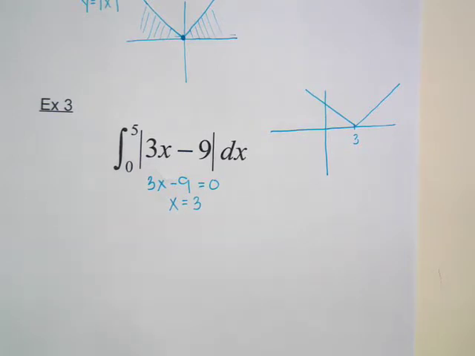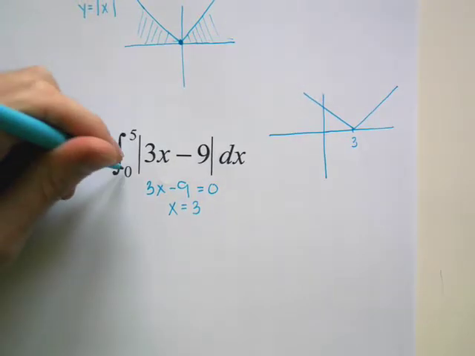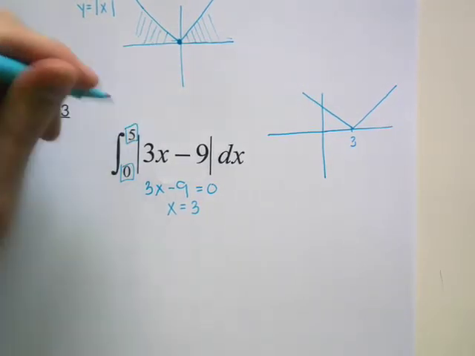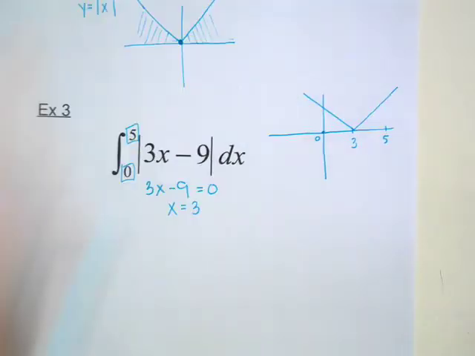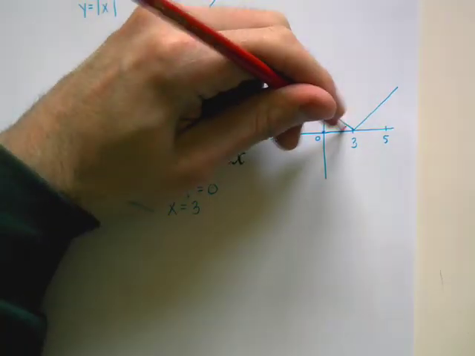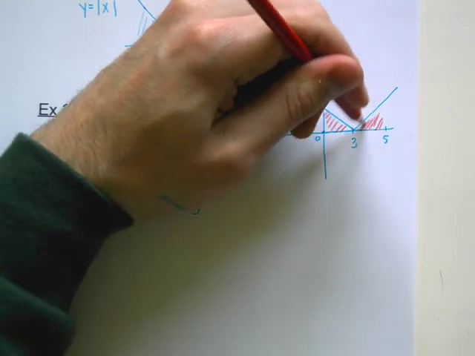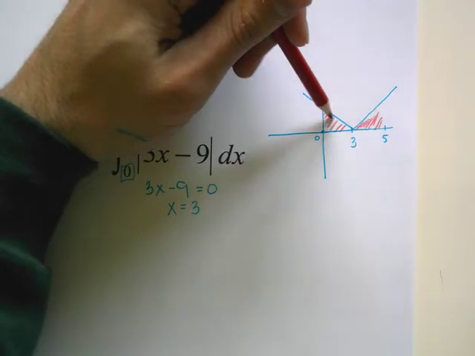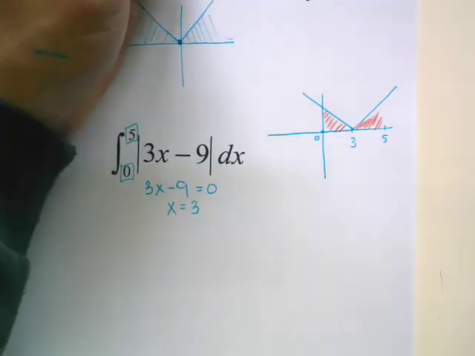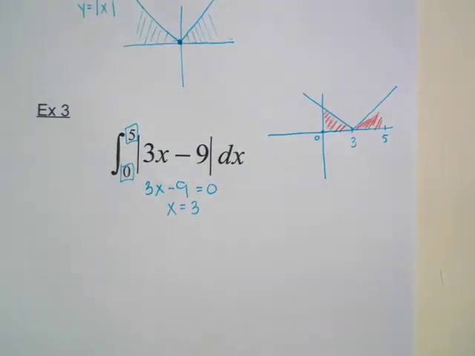The issue here is we're integrating from 0 to 5. So here's 0, and let's say 5 is over here somewhere. We want to know what's the area under the curve right here, and what's the area under the curve right here. So it's going to take us adding together this piece and this piece. Now in the past we did it geometrically. Now we're going to do it algebraically.